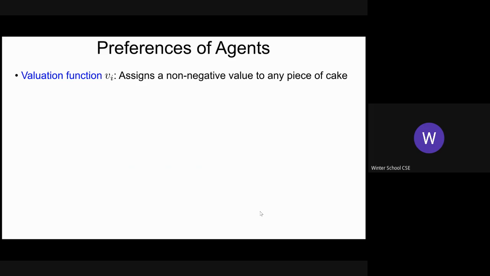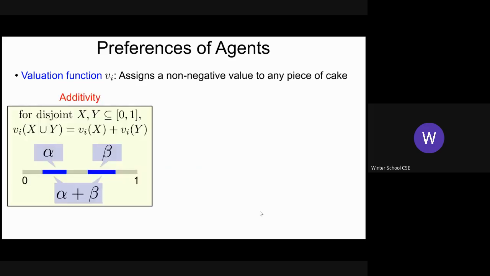So it's pretty abstract at the moment, but we are going to make some assumptions. We are going to assume that valuation functions satisfy certain natural properties. Okay, one natural property is that of additivity. Okay, which just says that, if I give you a piece consisting of these 2 disjoint intervals that you individually value at alpha and beta, then your value for the entire piece consisting of the union of these 2 intervals is alpha plus beta. Okay, so your value adds up across disjoint subintervals. Okay, fairly natural assumption.